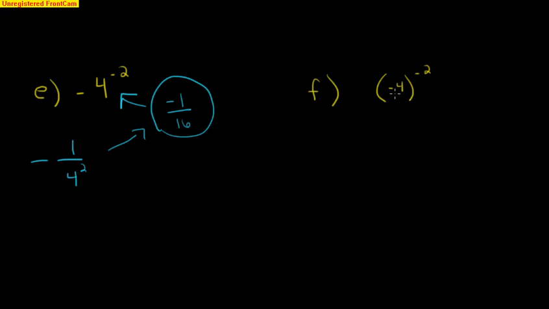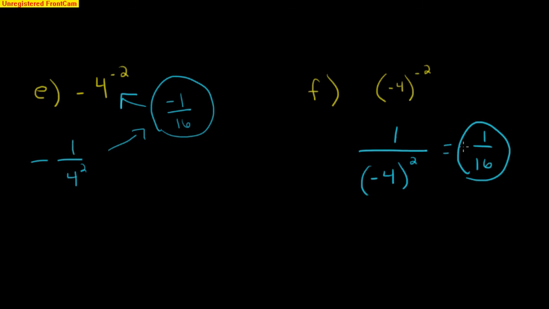Which is different than negative 4 to the negative second. We can't do anything with negatives. We've got to make it positive. So the opposite of 4 squared in the denominator is the same as the opposite of 4 to the negative second. So negative 4 is being squared, and we get 1/16. So it's about the rules. The math is never hard. It's about the rules.